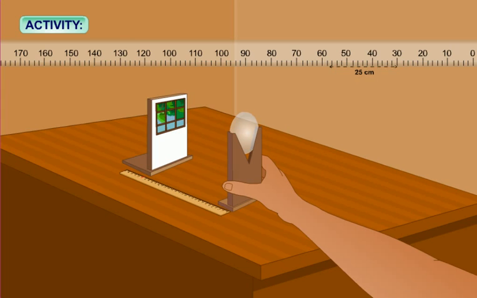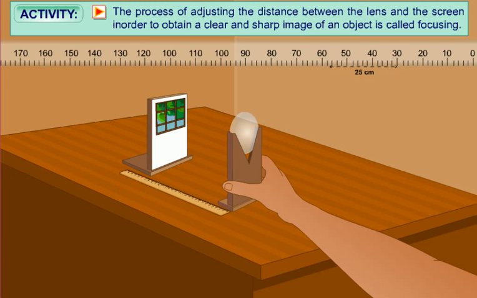When this condition is achieved, measure the distance between the paper and the lens with the help of a meter scale. This distance is equal to the focal length of the convex lens. Students, the process of adjusting the distance between the lens and the screen in order to obtain a clear and sharp image of an object is called focusing.